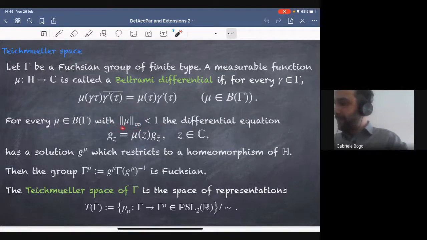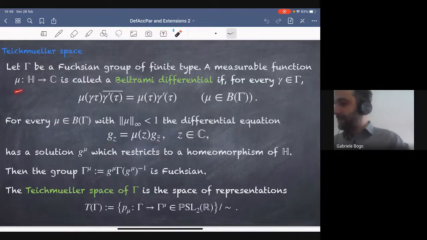Okay, if you do it like this, then we can define a differential equation on the complex plane, just extending this to the complex plane by symmetry. We define a differential equation like this: the derivative with respect to z bar of a complex function is equal to mu of z times the derivative with respect to z. This is called the Beltrami differential equation.